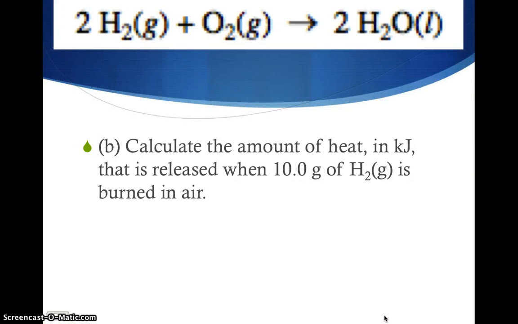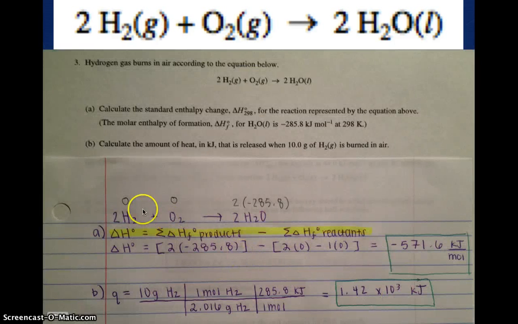In question B, we are to calculate the amount of heat in kilojoules that is released when 10.0 grams of hydrogen gas is burned in air. So we have 10.0 grams of hydrogen, and all we have to do basically is stoichiometry to find the moles of hydrogen in 10 grams of hydrogen gas. Then we multiply the moles of hydrogen by 285.8 kilojoules because 1 mole of hydrogen yields this much energy. And we get 1.42 times 10 to the third kilojoules.